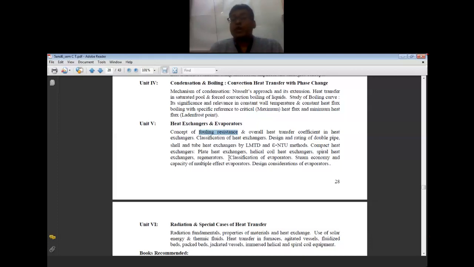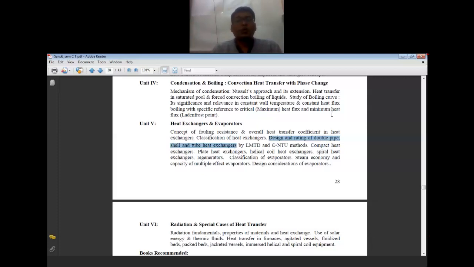The next is the classification of evaporators. For food industries, concentration of juices, the evaporators are of very much concern. Similarly, in pulp and paper industries also the evaporators are of much importance. There we are going to calculate the steam economy, capacity of the multiple effect evaporators, design considerations of the evaporators. So it is all related to the designing of the evaporators and the designing of the shell and tube heat exchangers. So this is the basic purpose of Unit 5, that is the designing.